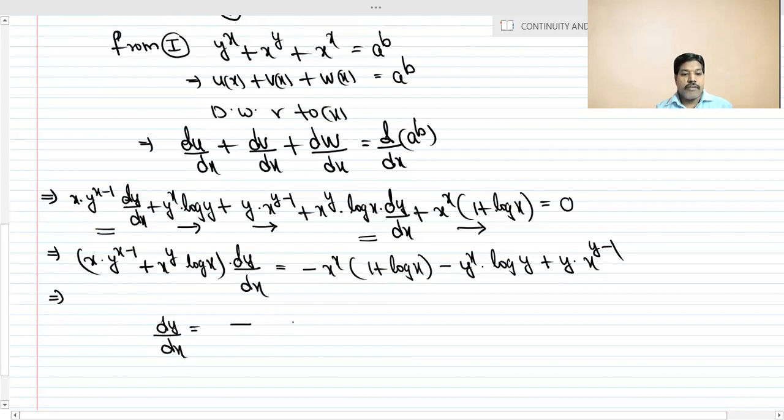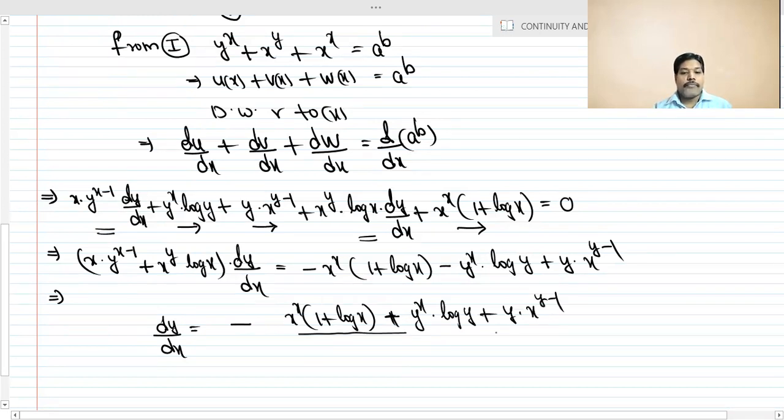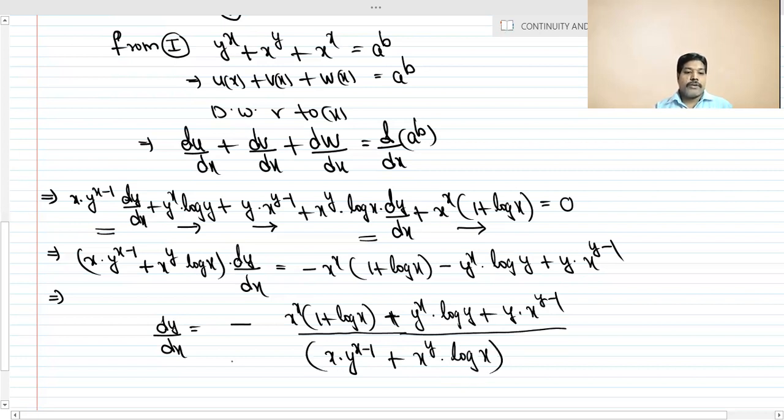So that is nothing but minus of x power x into 1 plus log x plus, since you are taking the minus common, students, automatically it will become y power x into log y plus y into x power y minus 1, whole by x into y power x minus 1 plus x power y into log x. So see that question, students. Take that dy by dx value.